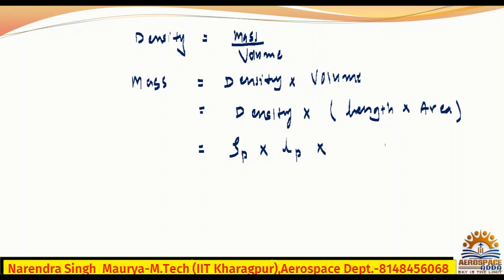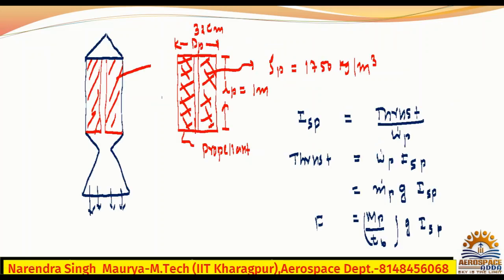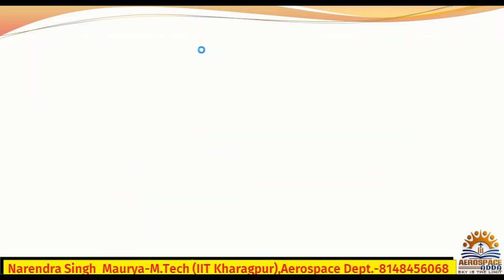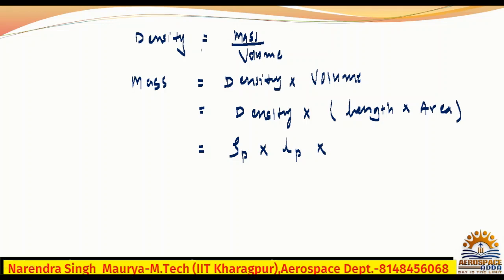That propellant is a cylindrical shape. Check, this is the cylindrical shape. Here it is given also, I think. Okay. So for this, what is the area? Area will be pi by 4 into diameter of the propellant. Now we'll put in all the values, so we'll get the mass of the propellant, which is nothing but mp.